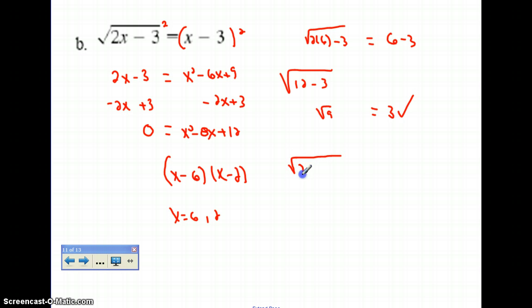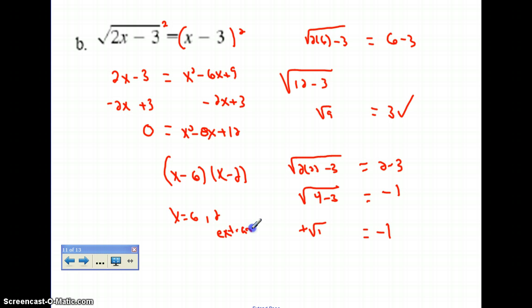We're going to plug 2 in. So I have the square root of 2 times 2 minus 3 equals 2 minus 3, which is negative 1. And then I have 4 minus 3, and this is the square root of 1. Now, this is saying it's the positive square root of 1. Is the positive square root of 1 negative 1? No. So 2 is extraneous because it doesn't check out.